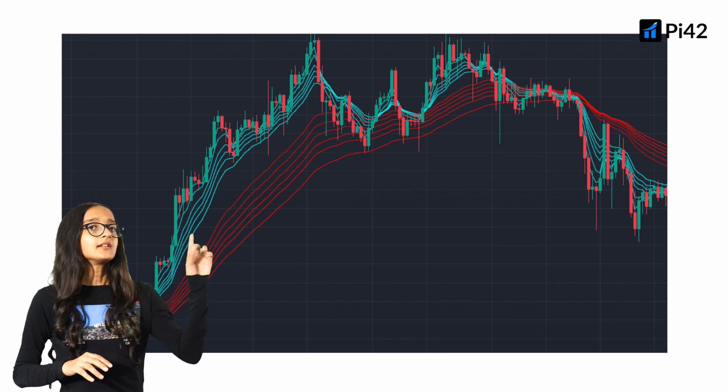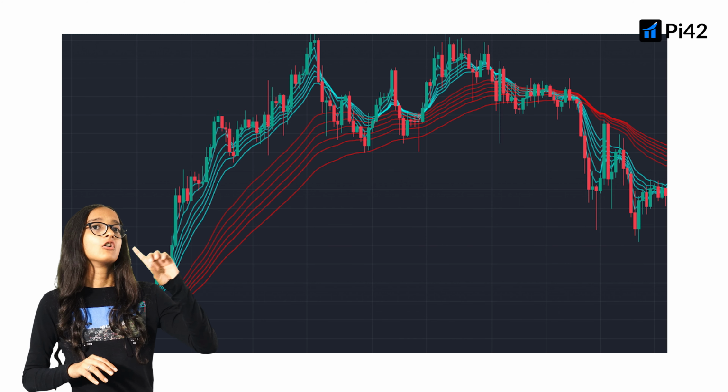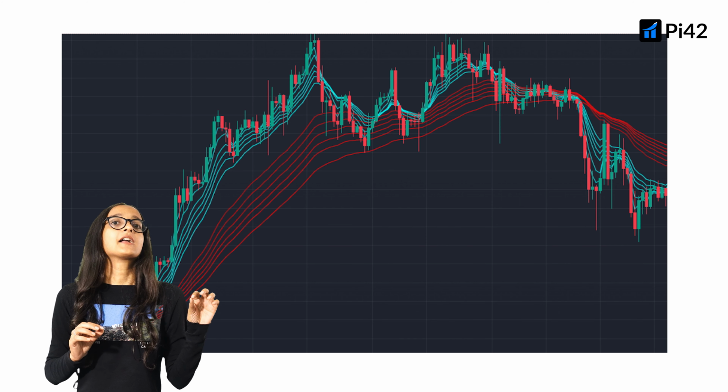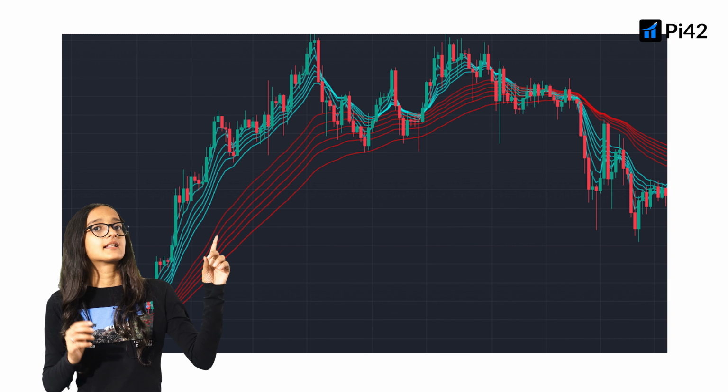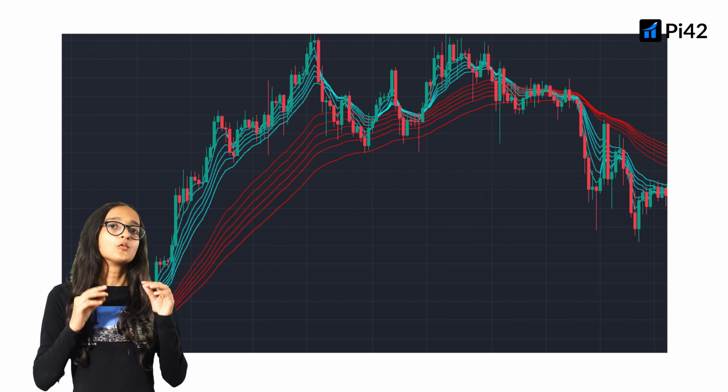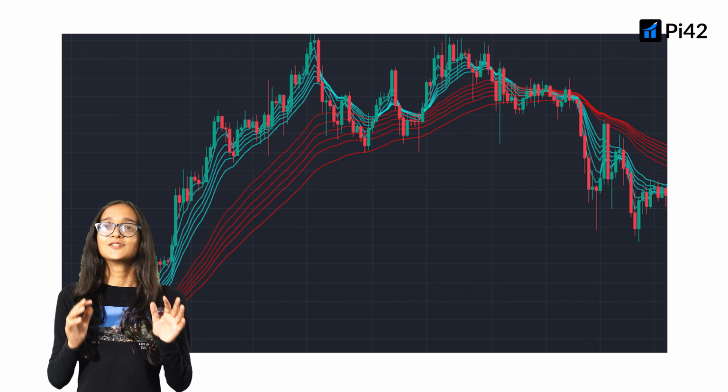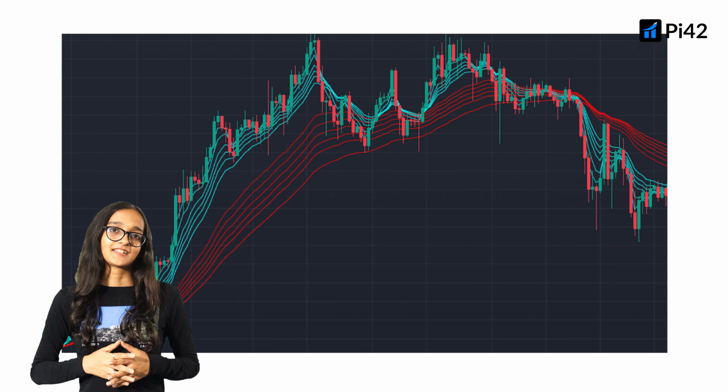Let's look at a chart example. See how the short-term EMAs push away from the long-term group. That expansion confirms the strength of the move. Later, the lines compress and the trend weakens. That's a warning to reduce risk or take profits.